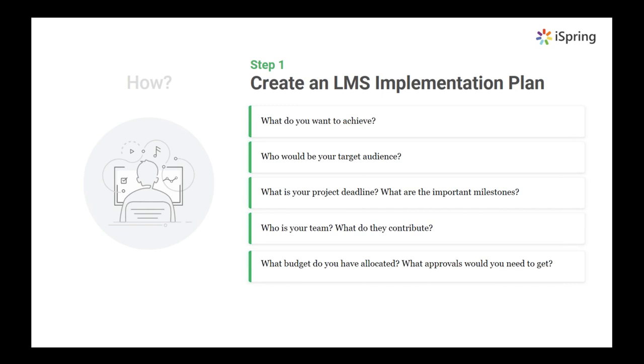So the first step will be create an LMS implementation plan. So when you decide to get the full solution, the authoring tool, an LMS, or just an LMS, you should create an LMS implementation plan and answer the questions such as what do you want to achieve, who is your team, do you have any deadlines for this project? Do you have any budget allocated for this project? And then after you set up the implementation plan, you can choose your vendor.